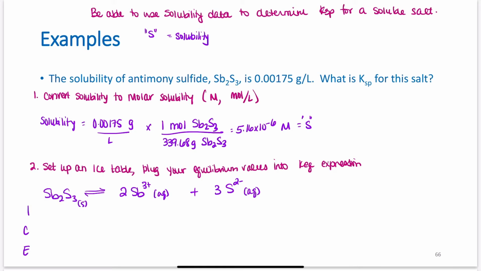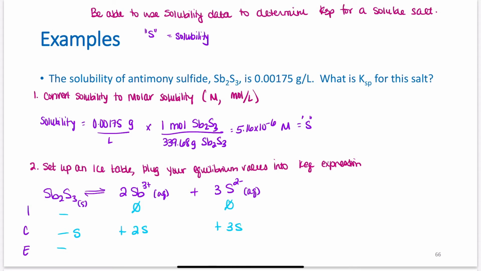I don't care about the solid. Doesn't matter to me. Doesn't do anything. I don't have any Sb3+ or S2- present to start. But my molar solubility tells me that S of this, I'm going to say minus S here, even though I don't really care what's actually here, is going to produce 2S here and 3S here.